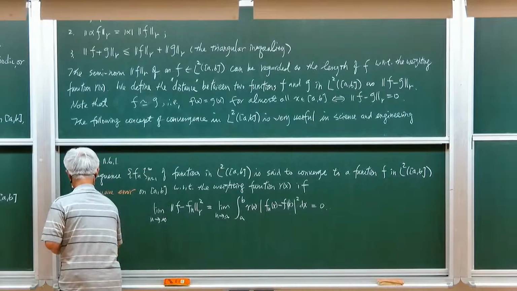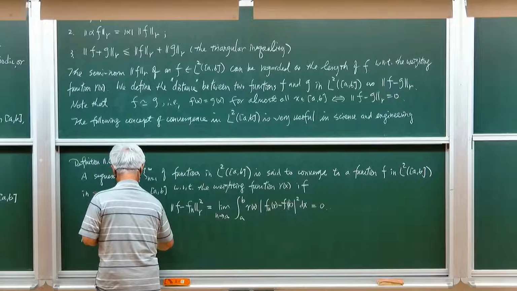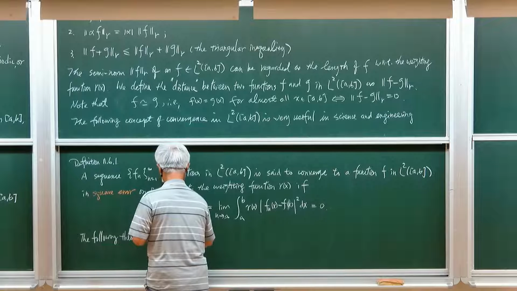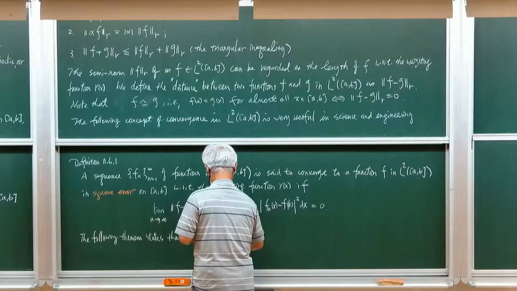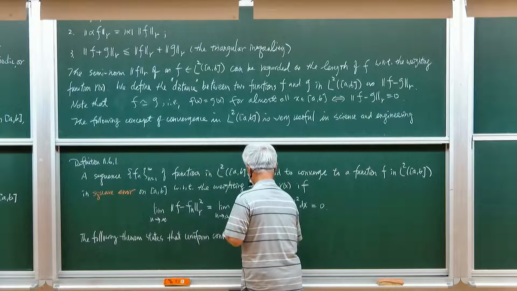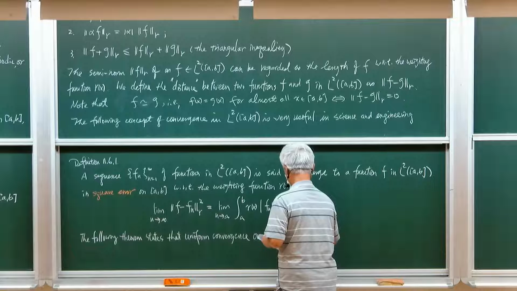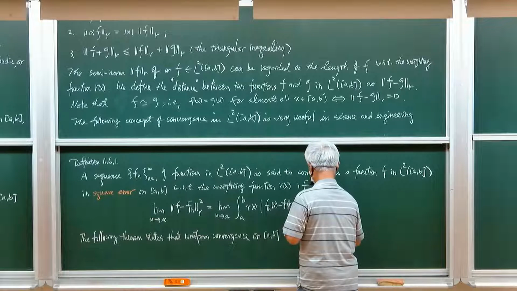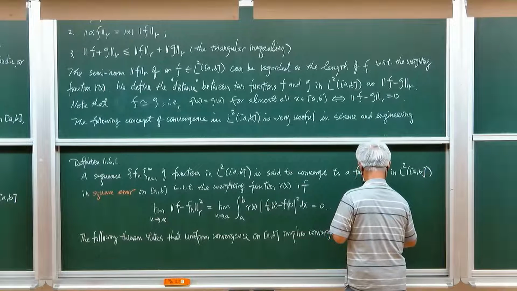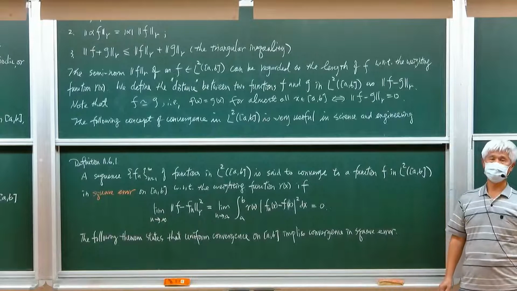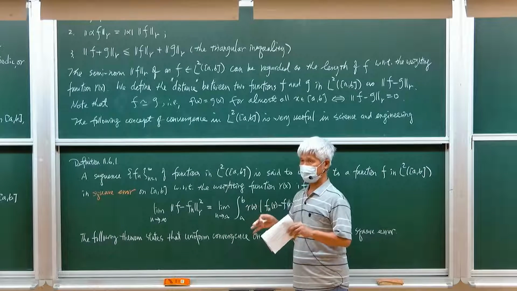And the following theorem states that uniform convergence, which we studied in section 3, implies convergence in square error. So convergence in square error is weaker than uniform convergence. Uniform convergence is stronger.